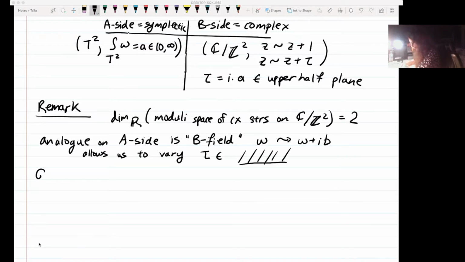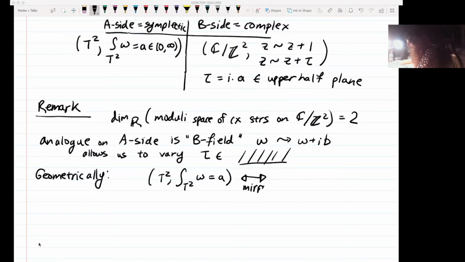So the upshot is geometrically, the mirrors are T2 with area A. So for now, I'm going to be working without the B field. This is mirror to the elliptic curve with this lattice.